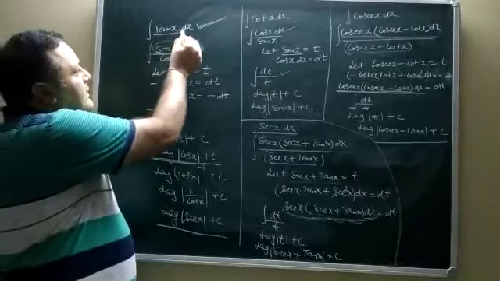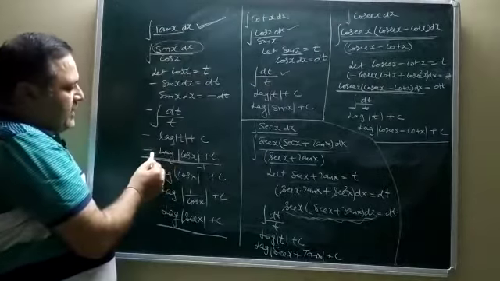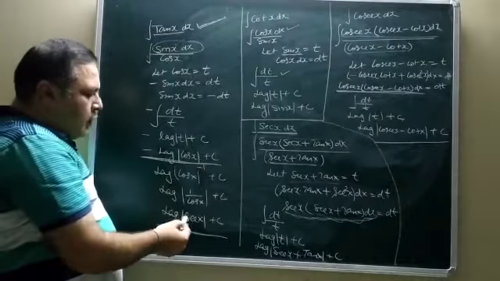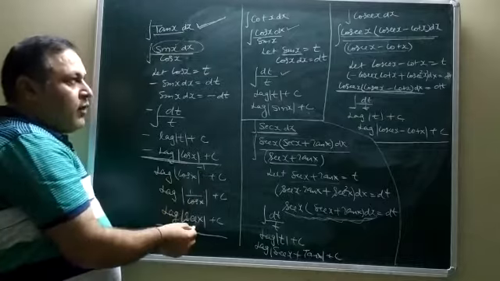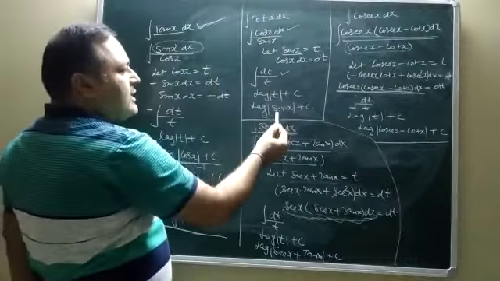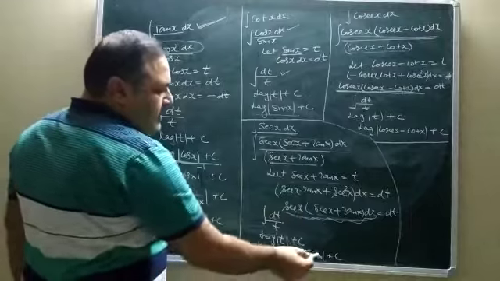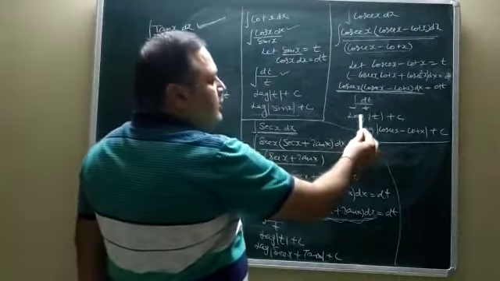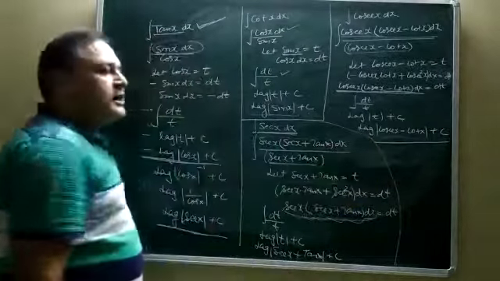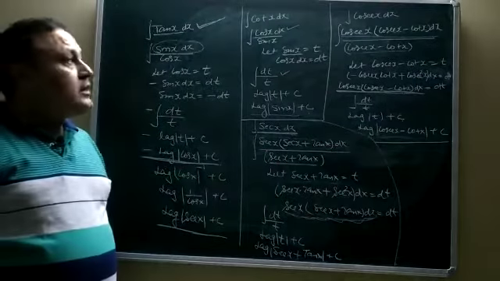So the first one is tangent x, whose integration is minus of log of cos x or log of secant x. You can use any one. Integration of cot x is log of sin x. Integration of secant x is log of secant x plus tangent x. And integration of cosecant x is log of cosecant x minus cot x. So these are the important integrations.